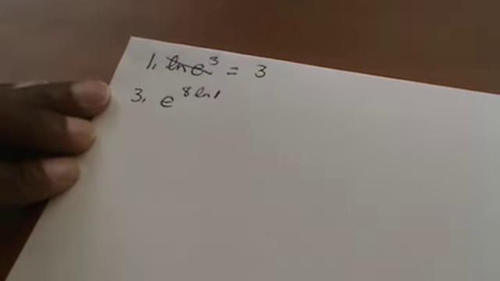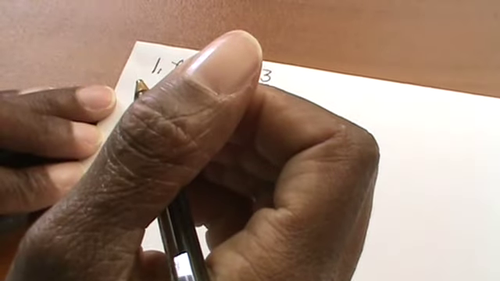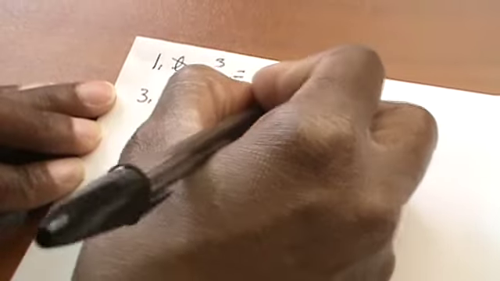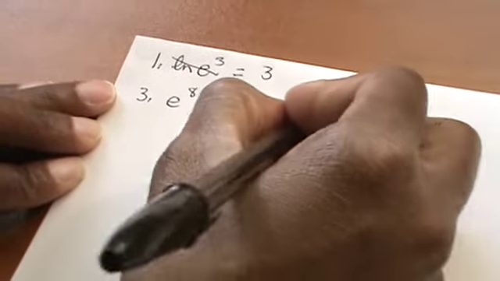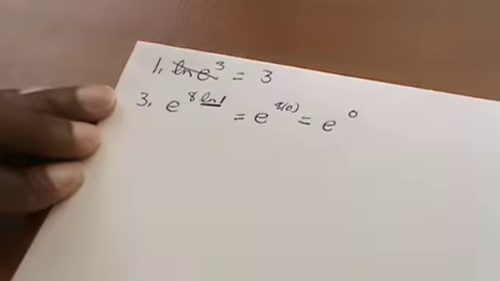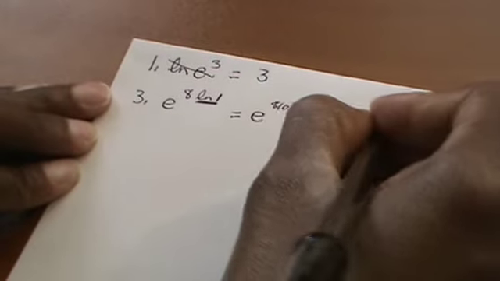There are a couple ways you could do this, and one of them is just going into your calculator and see what the natural log of 1 is. Turns out it's 0. So this is e to the 8 times 0, which is just e to the 0, which equals 1.